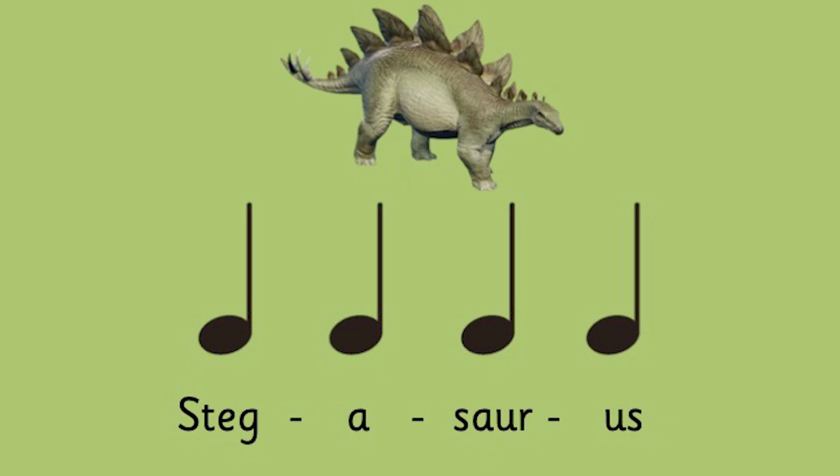So have a look at this picture. This is a stegosaurus, as you can see, and you might notice that there are 4 crotchets. And a crotchet is worth 1 beat, remember. So we can clap the word stegosaurus. And we'll do it with 4 crotchets, and it sounds like this.